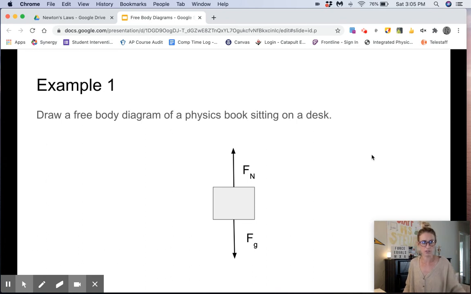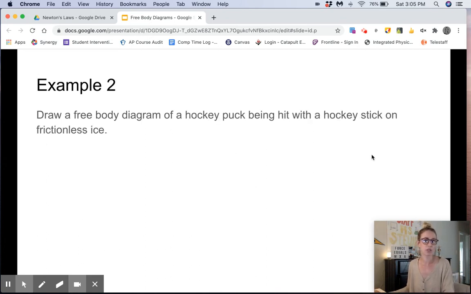There is no acceleration. All right, example number 2, we want to draw a free body diagram of a hockey puck being hit with a hockey stick on frictionless ice. So let's draw our hockey puck first. Look at that beautiful hockey puck. It's amazing. I know. Now, we know that this hockey puck is on the earth, so we have the force of gravity downward holding it on the earth.